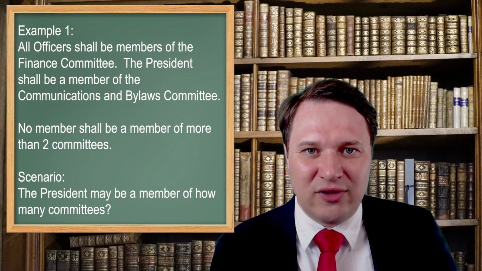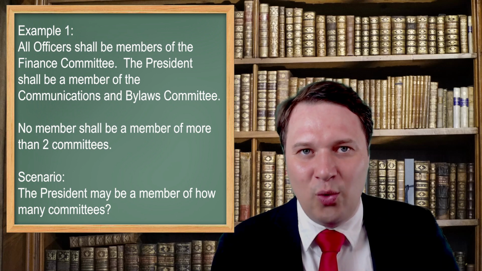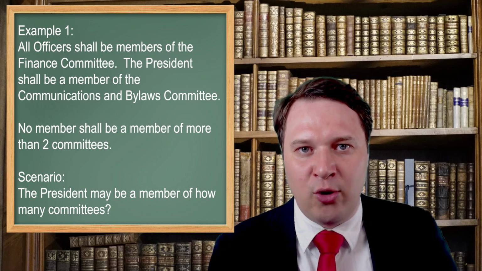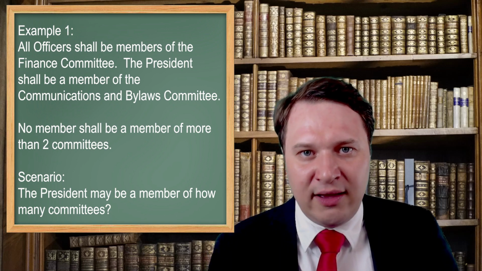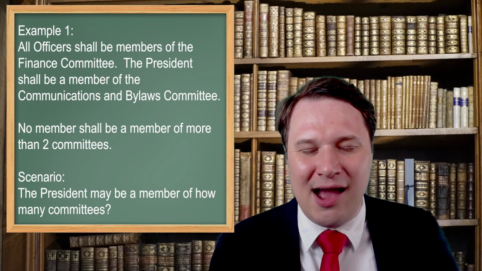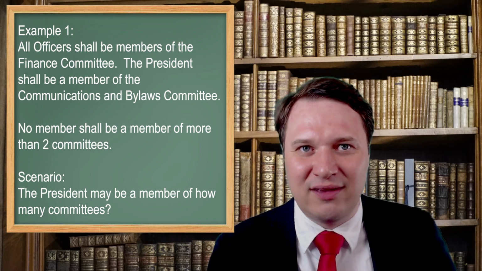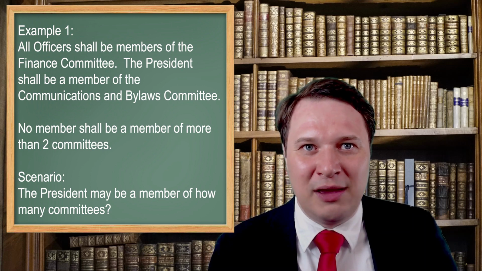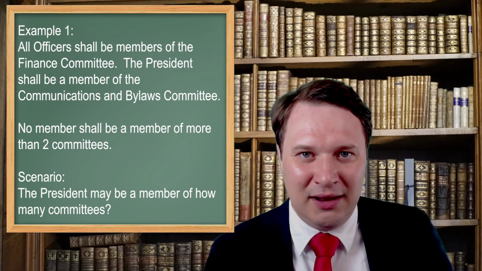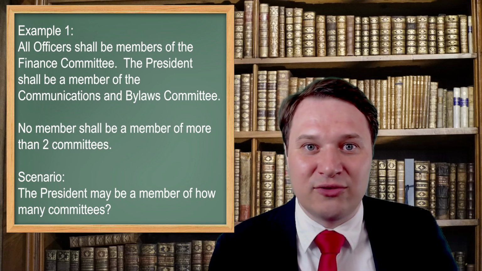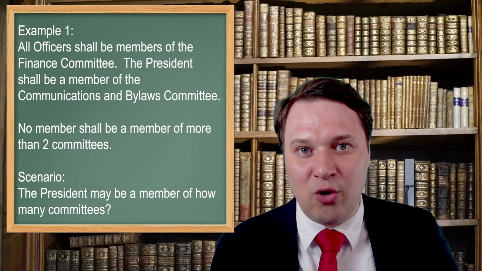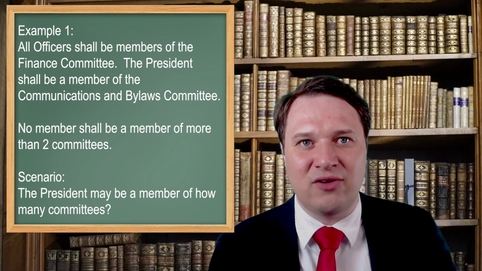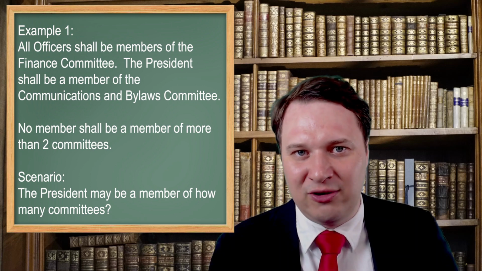Remember that specific rules take precedence over more general rules. Which one is the general rule here? The general rule is that no member shall be a member of more than 2 committees. That's a more general rule because it's talking about all of the members. Now we can see that there's a specific exception for the President. First, it says that all officers shall be members of the Finance Committee, and then in addition, the President shall be a member of the Communications and the Bylaws Committee. And so the President is allowed to serve on these 3 committees because those are specific exceptions that are outlined for the President as an officer that would take precedence over the rule about serving on more than 2 committees.